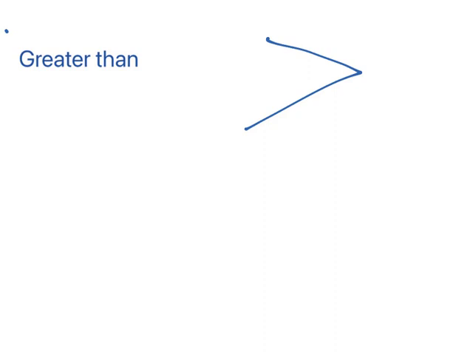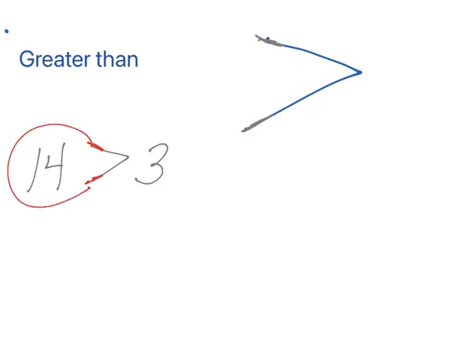Let's go to greater than. Well, now you can see the crocodile is facing left. That means the bigger number is going to come first. So 14 is greater than 3. The crocodile eats the big number. So 14 is greater than 3.